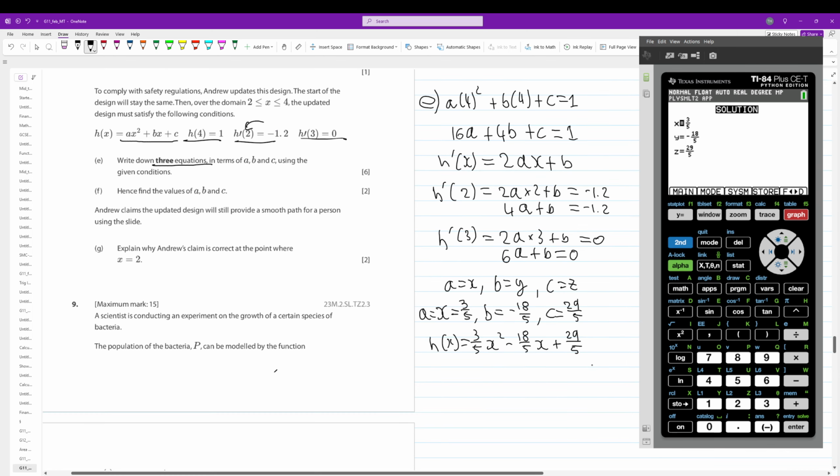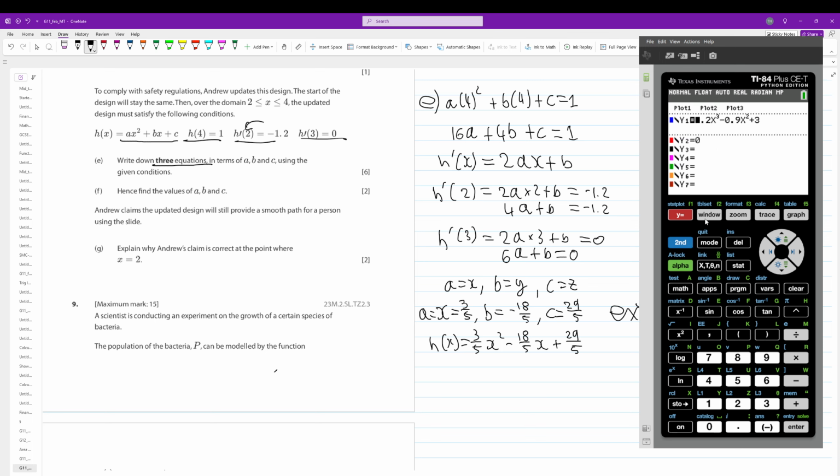If I have extra time, and I'm looking at this and I'm feeling those numbers are weird, I don't like those numbers, it feels like those numbers have come out of nowhere, plot it. So quit. We're going to plot, and this time we're plotting 3 over 5x squared, take away 18 over 5 x, add 29 over 5. Graph.